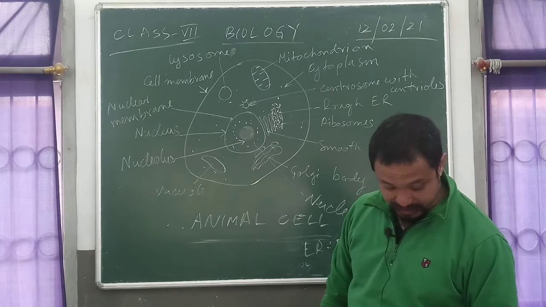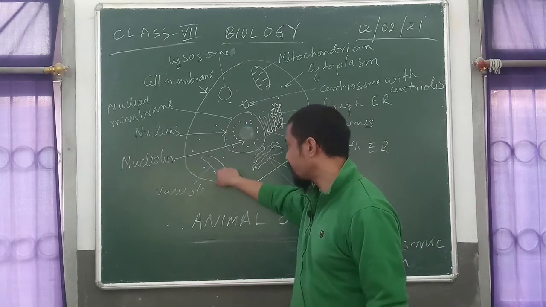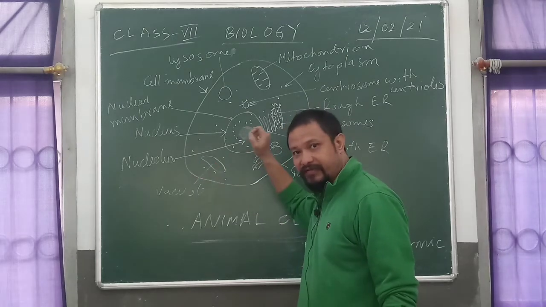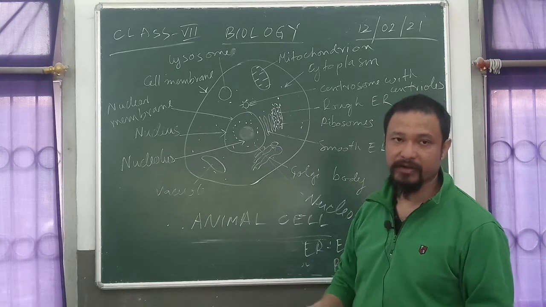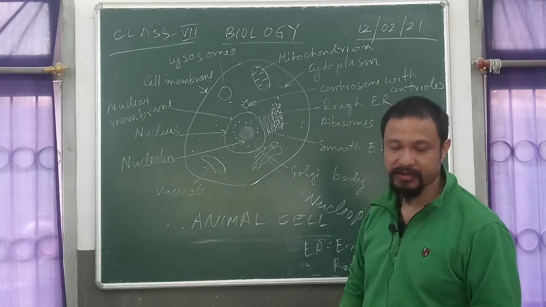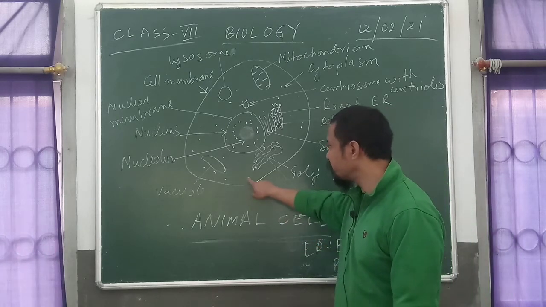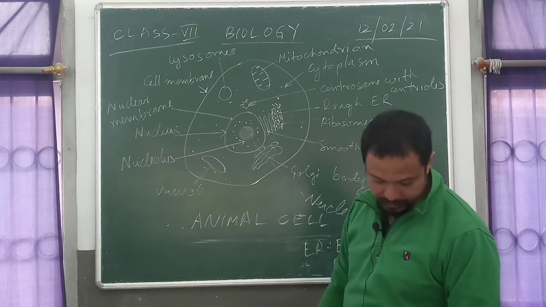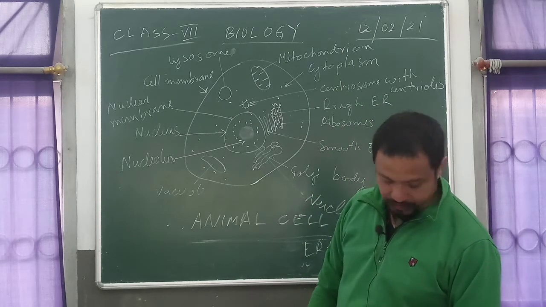In the plant cell, as I told you last time also, the vacuole is very big. In the animal cell, the vacuole is small. In the plant cell, the vacuole contains a lot of substances within it. It gives the shape to the cell. It gives strength to the cell. But in an animal cell, the vacuole, if present, is very small. Mostly, it's absent.